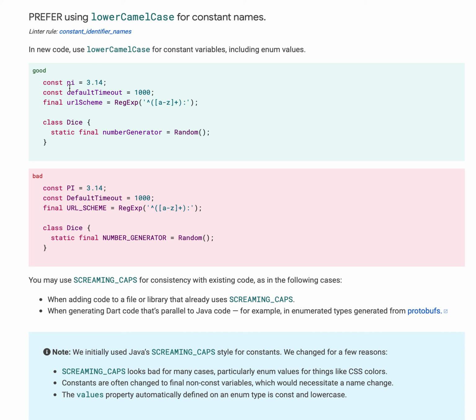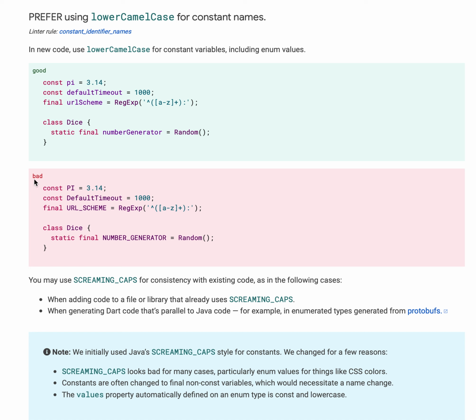Okay. So for example, defaultTimeout is written like this: D is small and T is capital. Then urlScheme is written like this. numberGenerator is written like this. These might be used across various Dart files, or maybe in some library or something like that.